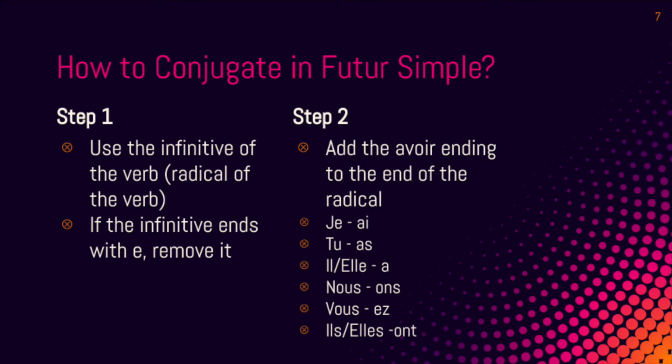There are two main steps when conjugating in futur simple. Step 1 is to use the infinitive or the radical form of the verb. If the infinitive ends with an E, we have to remove it. Step 2 is to add the avoir endings to the end of the radical. So for je, it's AI, for tu, it's AS, for il, elle, it's A, for nous, it's ONS, for vous, it's EZ, and for ils, elles, it's ONT.